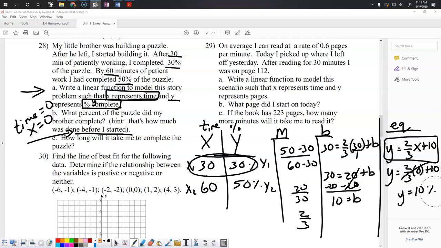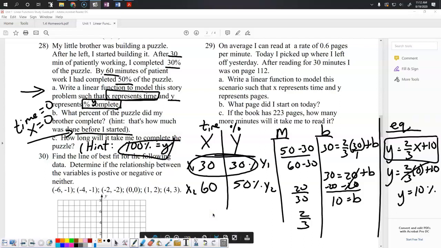The next question is kind of like it, but kind of the opposite at the same time. How long will it take me to complete the puzzle? Okay, I should have put a hint here. If I've completed the puzzle, what percent of the puzzle is done? 100%. Right? If I've completed it, then 100% of the puzzle is done. Now, since that's a percentage, which variable is that, x or y? That's y. So basically, if y equals 100, what will x be? Because x is the time.